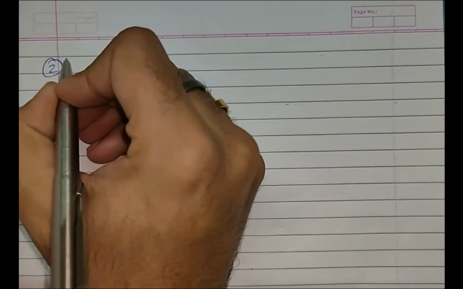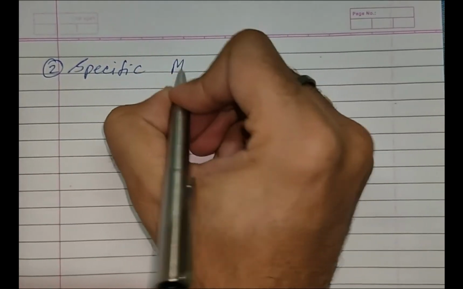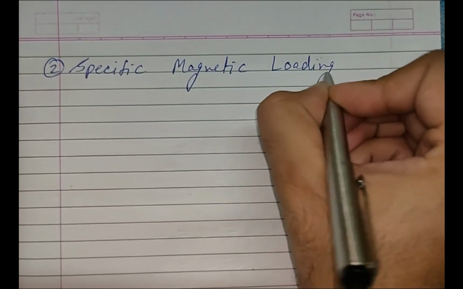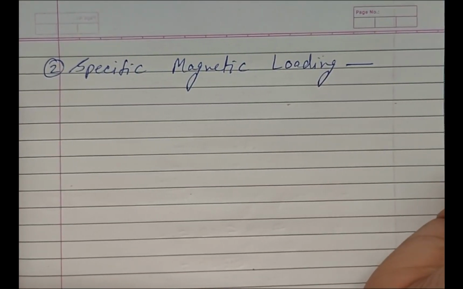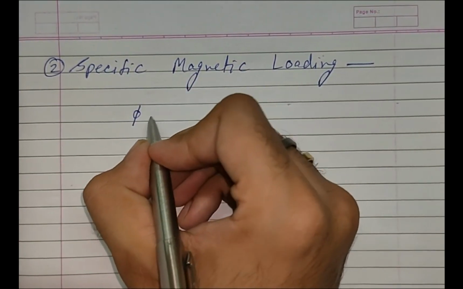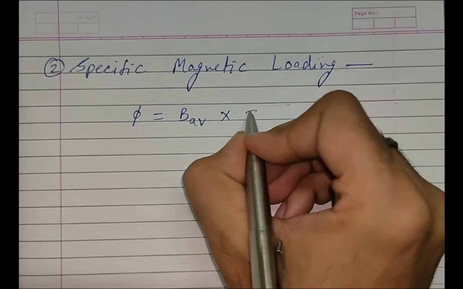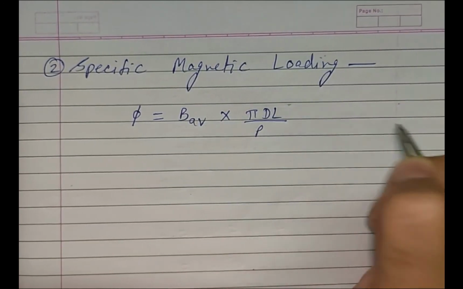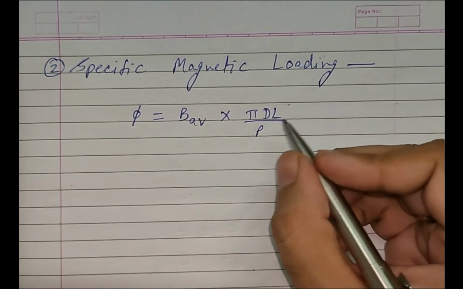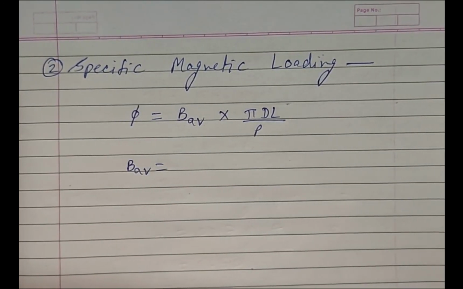Next, we would discuss the second parameter which is asked, that is the specific magnetic loading, which is represented by BAV. Since we know the air gap flux per pole, we know that phi is also given as BAV multiplied by pi dl upon P. Now we need to find BAV and the rest of the terms are known to us. So let us make BAV as the subject of the equation.